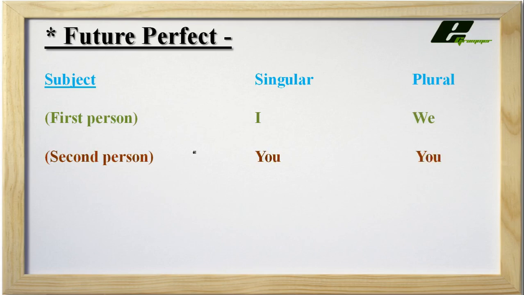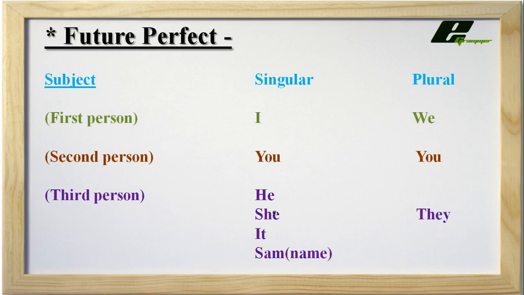Then comes second person. Now, what is second person? The person to whom we are speaking is known as second person. In singular you, and in plural you. Singular you is for one person and plural you is more than one person. Then comes third person. Now, what is third person? The person about whom we are speaking is known as third person. In singular he, she, it, and name Sam, and in plural it is they.